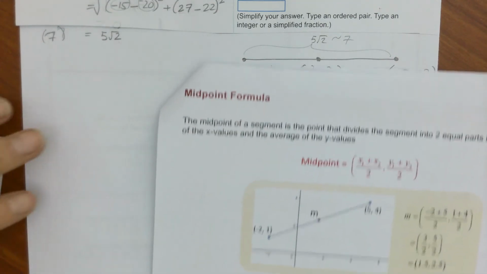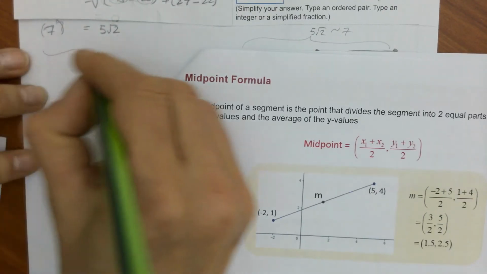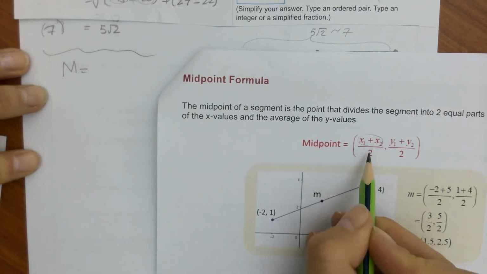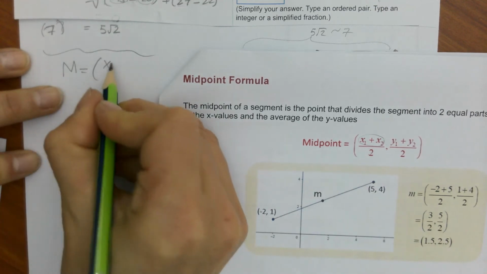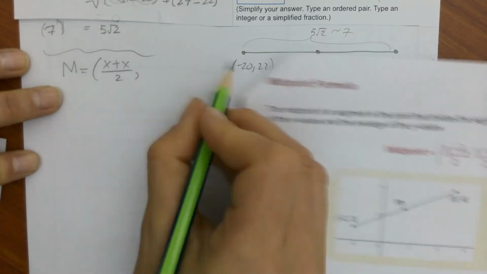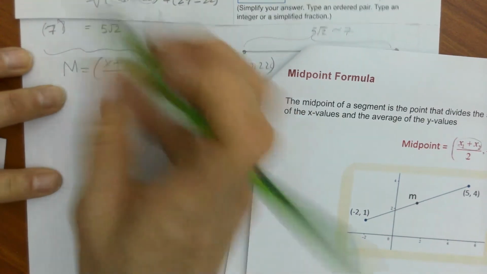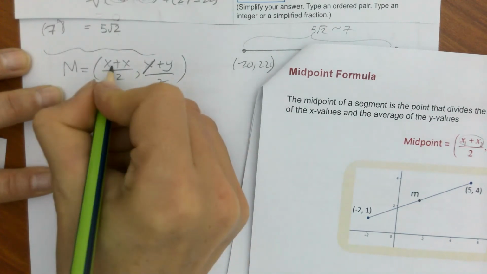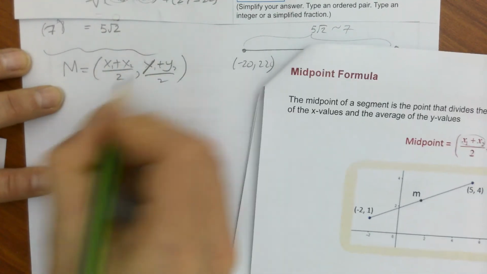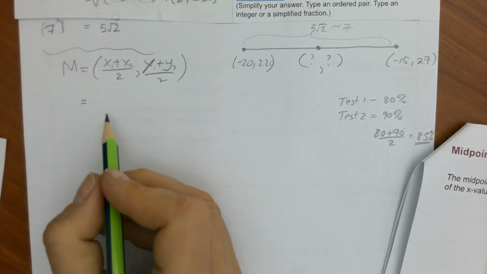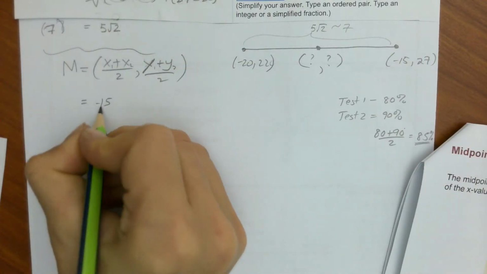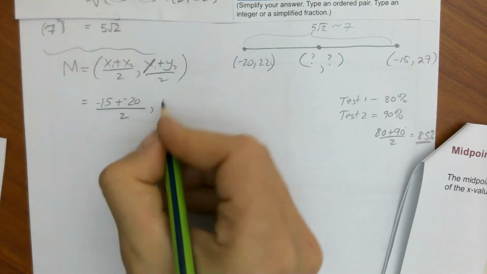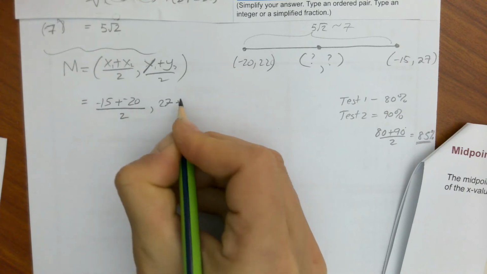So midpoint is the same thing. Okay? If I want to find my midpoint, I'm just adding the 2 points together and dividing by 2 and finding the average. So I add my x values, divide by 2, add my y values, divide by 2. So x, 1, 2, 1, 2. So my x values, negative 15 plus negative 20 over 2, 27 plus 22 over 2.